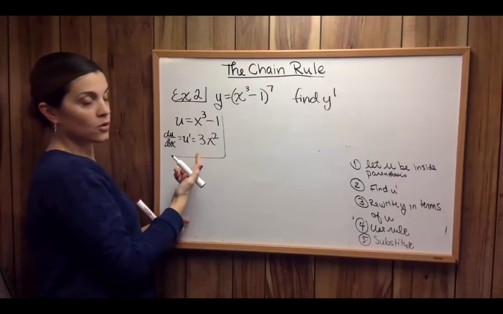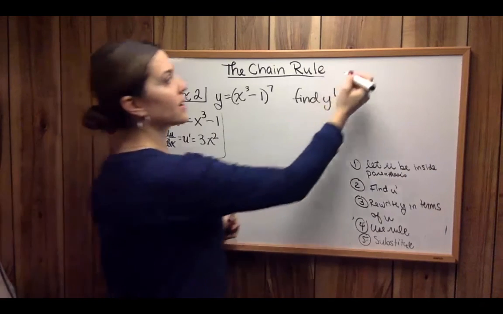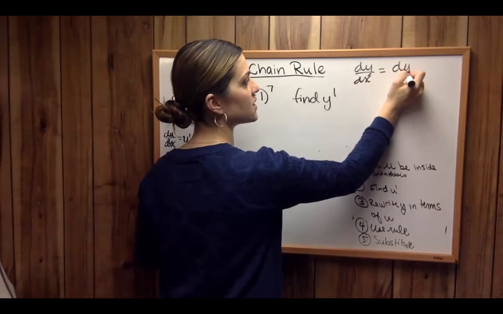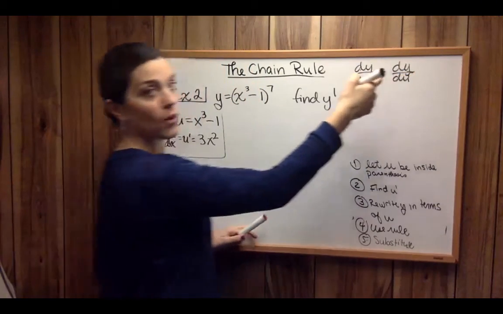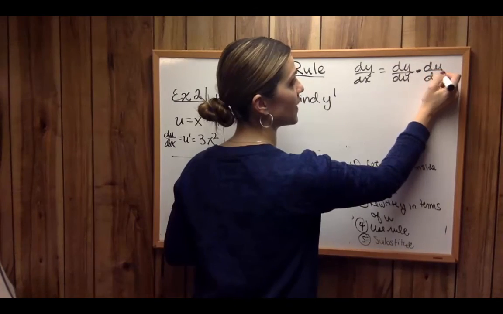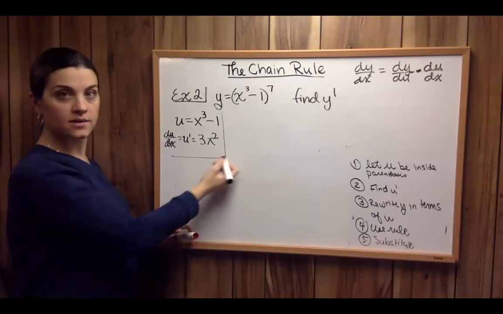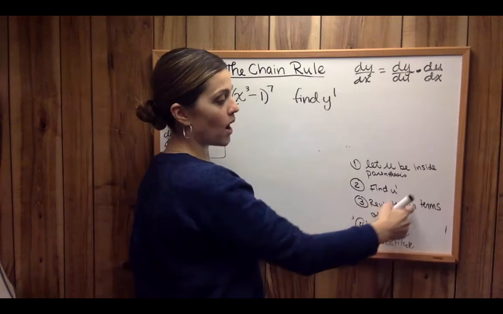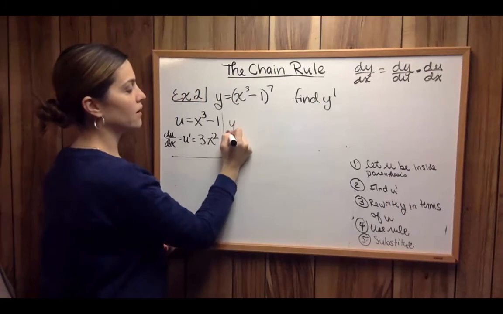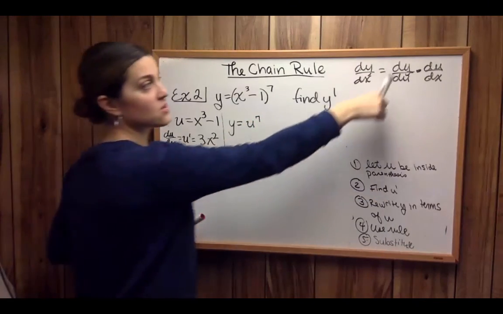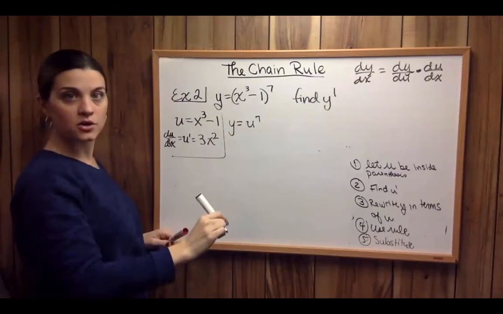Now you're going to use this information to help you find your derivative of y. Remember the rule, dy dx is equal to dy du, the derivative of y with respect to u, times du dx, the derivative of u with respect to x. We just did du dx. Third step, rewrite y in terms of u. So y is equal to u to the 7th. That's going to give you your dy du.